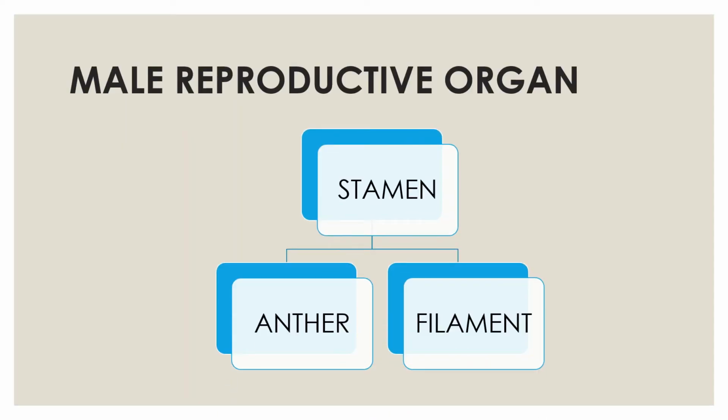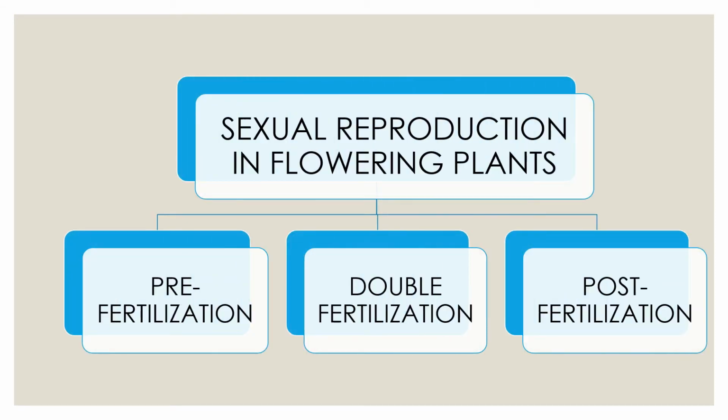Now certain processes are involved for sexual reproduction to occur in flowering plants. They can be classified into three steps, namely pre-fertilization, double fertilization and post-fertilization. Now we'll be talking about pre-fertilization in this chapter. This is a huge topic to be discussed, so in this video we'll be primarily concentrating on the pre-fertilization step of sexual reproduction.